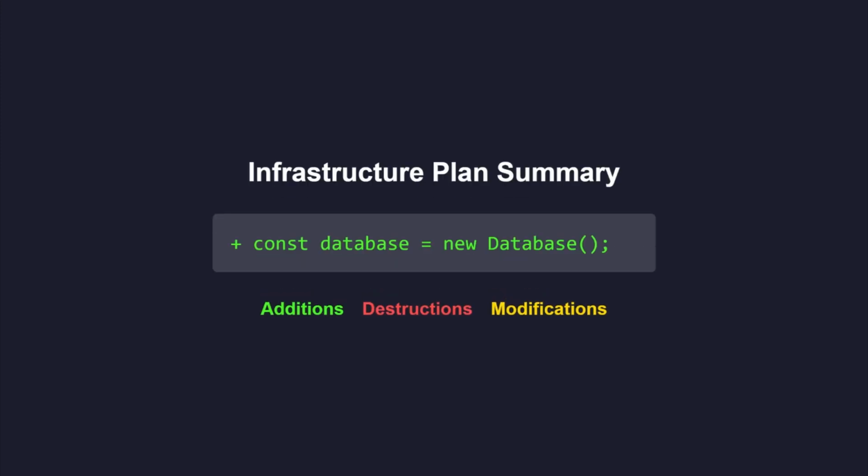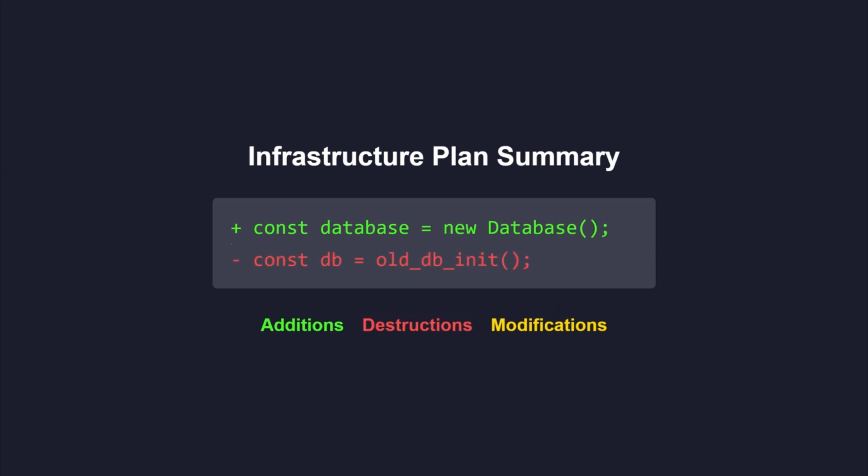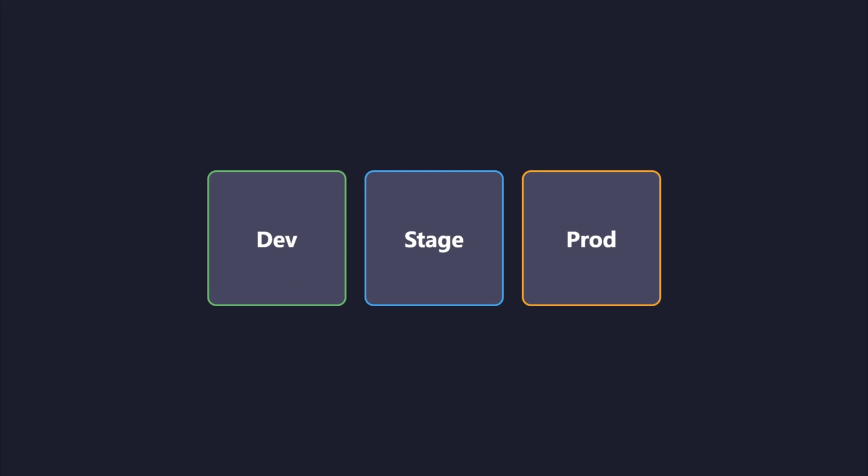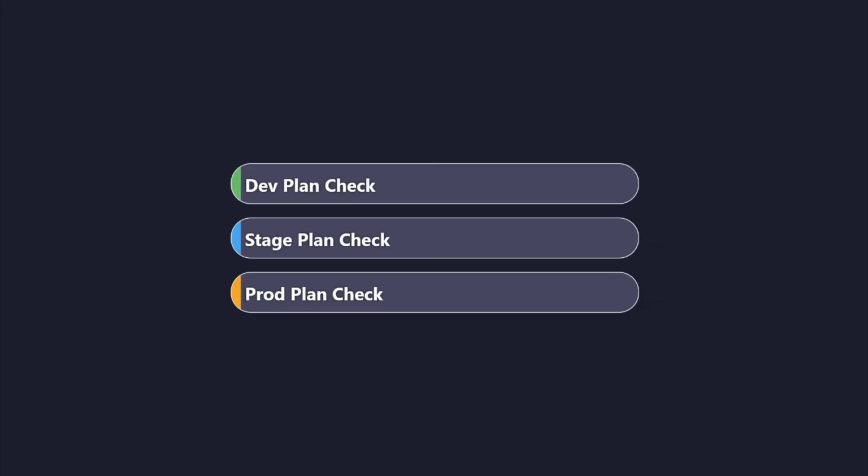Color code the plan summary in the pull request comment. Use green for additions, red for destructions, and yellow for modifications to help reviewers quickly identify the most risky changes in the infrastructure code. In repositories with multiple Terraform projects, use matrix strategies in your continuous integration configuration.